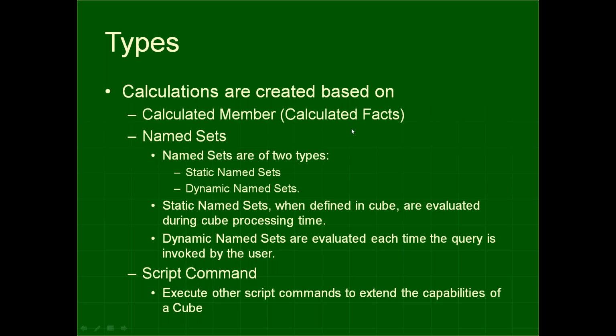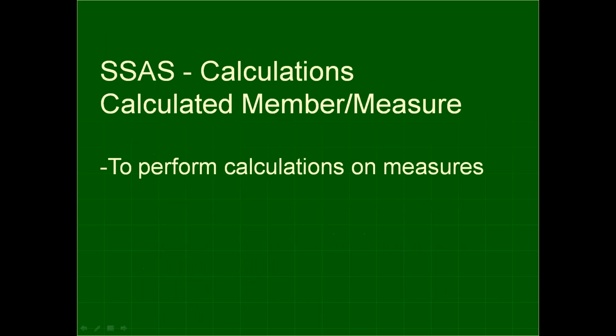Calculated members are called calculated facts, and these are numerical values. Okay, so named sets and script commands, we'll discuss them later. Let us concentrate on the calculated member. Clear? So calculation means what? It is a formula. That's what you already knew, right?